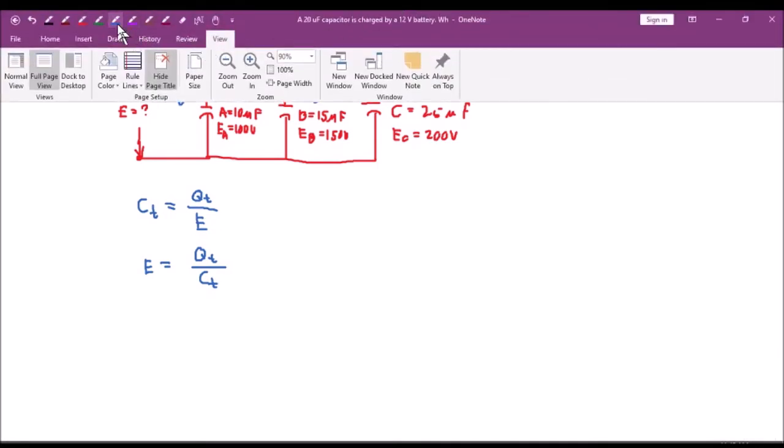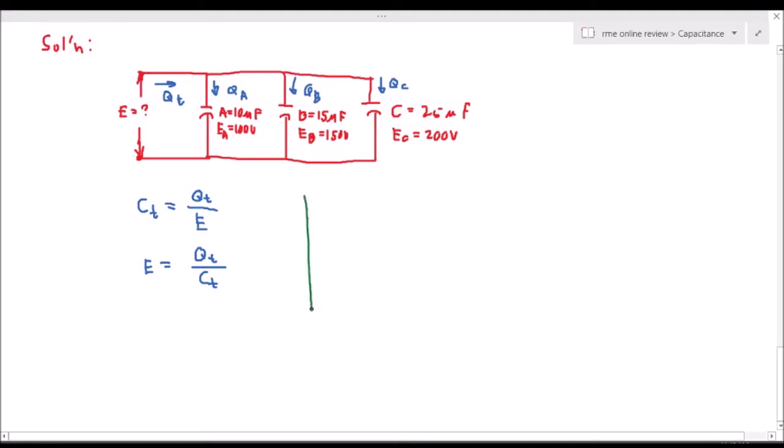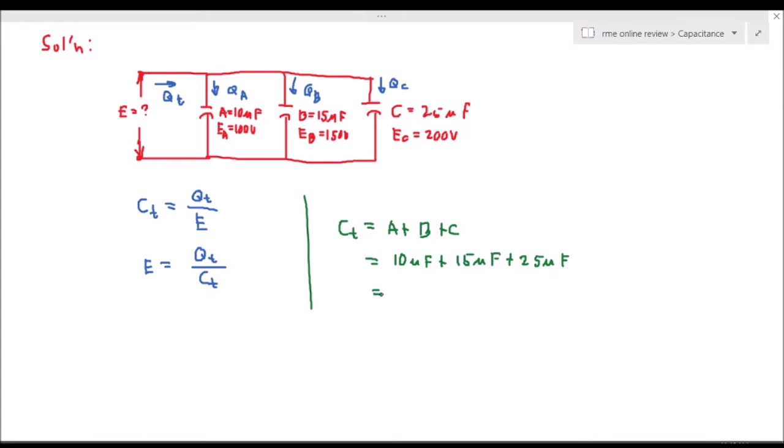Okay, so for the total capacitance, it is very easy because it is a parallel connected capacitor. So that is the sum of the capacitance of each branch. So we have A plus B plus C, which is equal to 10 microfarad plus 15 microfarad plus 25 microfarad. And this is equal to, so we have 15 plus 25, that is equal to 40, plus 10, that is equivalent to 50. So we have 50 microfarad.